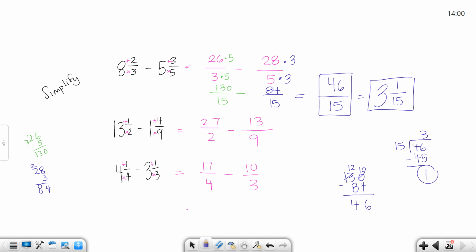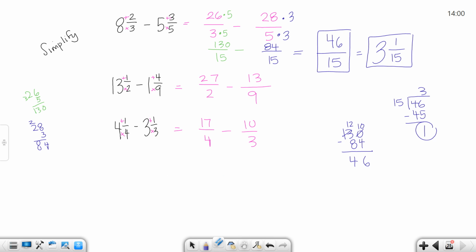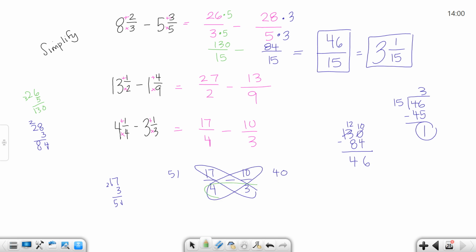Okay, I'm going to jump to the bottom one. I'll come back to the middle one later, but the bottom one's a little easier and the numbers aren't as big. If you wanted to use the butterfly method, you could. So remember, the butterfly method looks like this. I'm going to multiply this way, and I get 51. And I'm going to multiply this way, and I get 40. 4 times 10. And remember, you also multiply this way, and you get 12.